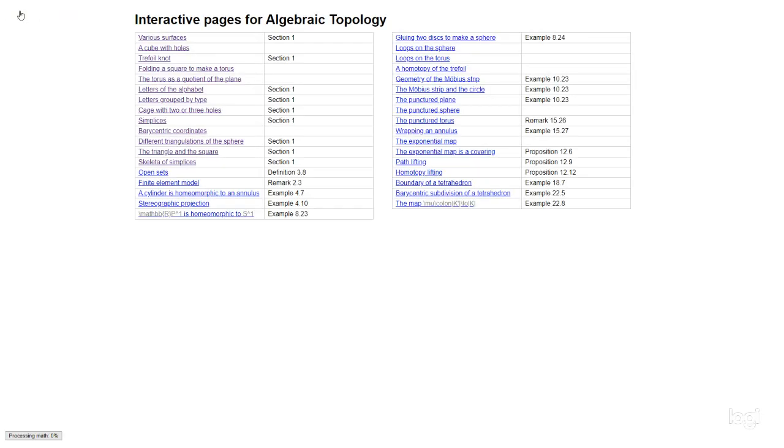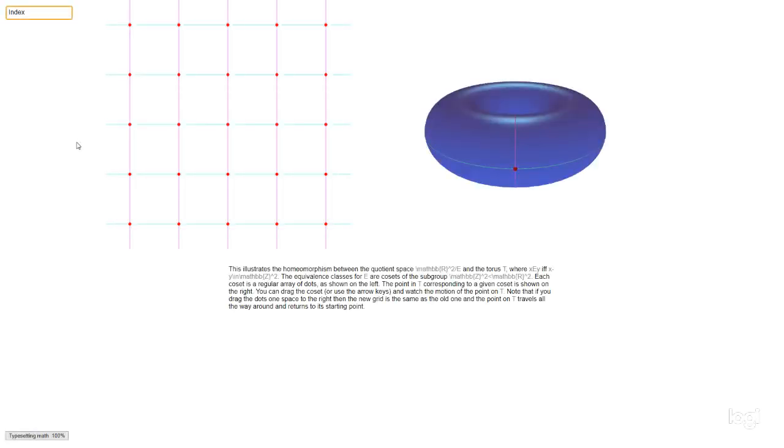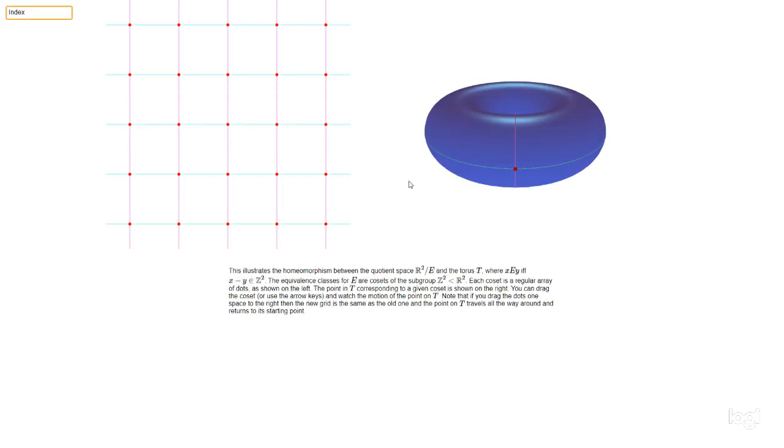So now we'll have a look at a slightly different way. We can think of the torus as being a quotient space of the plane. So over here we've got the plane R squared, and inside R squared we've got the subgroup Z squared. And we can form the quotient group R squared mod Z squared, where the elements of R squared mod Z squared are cosets.